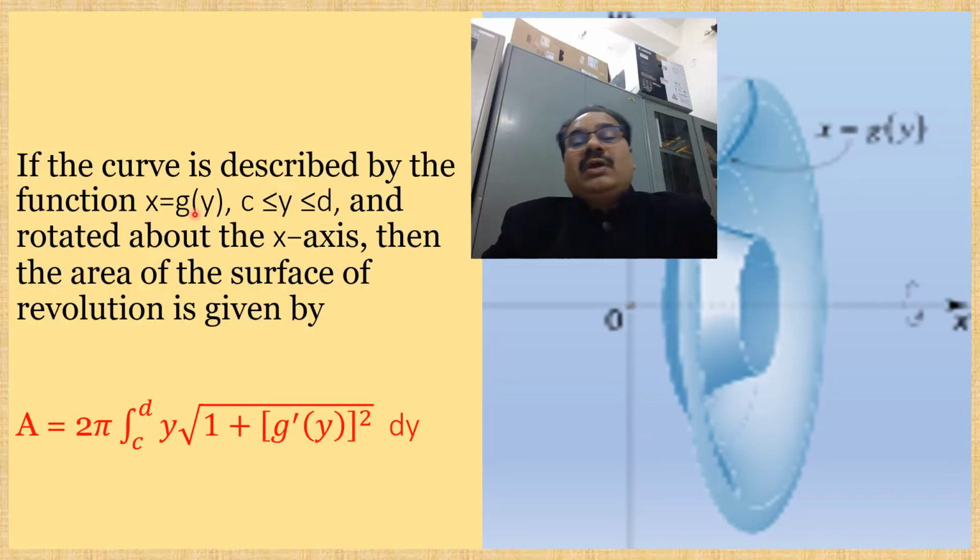Now similarly you can find out if the curve is described by the function x = g(y), where y is lying between c and d, and this is rotated about the x-axis again. Then the area of the surface of revolution is given by 2π ∫ from c to d of y √(1 + (g'(y))²) dy.